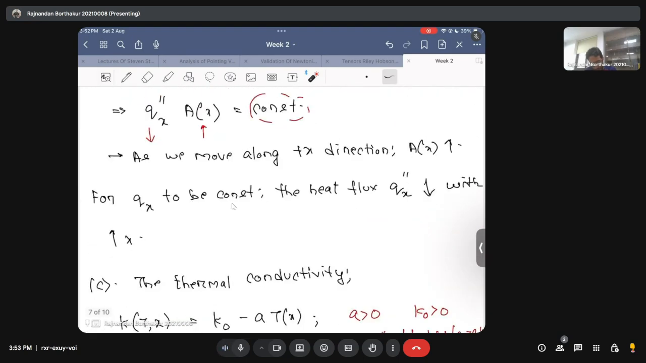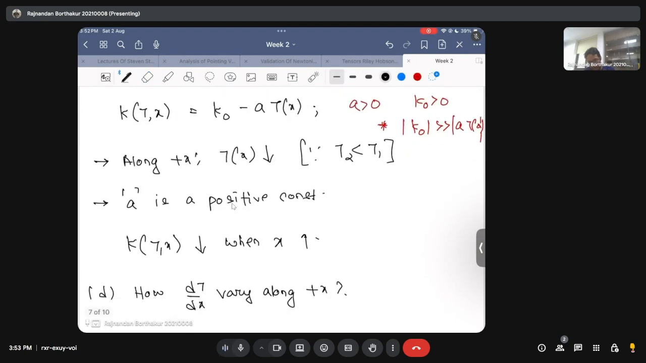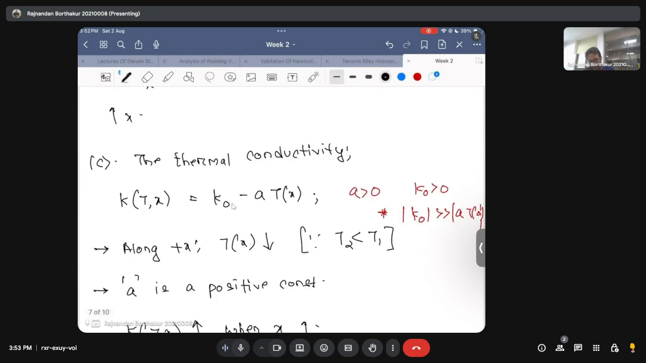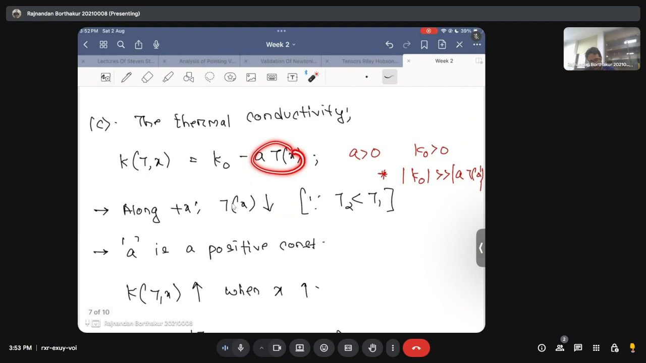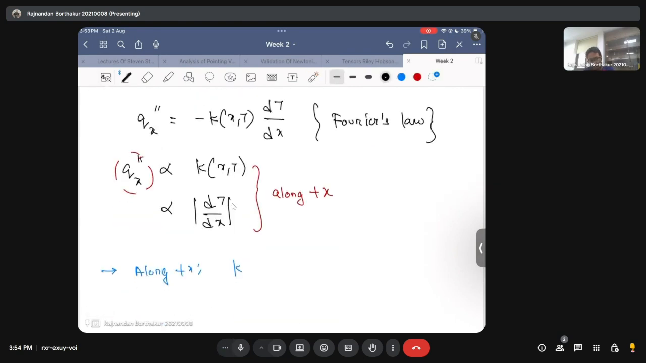Which means that along plus x, your temperature is actually decreasing. Since your T2 is less than T1, that's what the problem has stated, this will be the other way around. Your thermal conductivity will essentially increase along the plus x direction, because this quantity is decreasing and there is a minus sign in front of it, so eventually k will increase along the plus x direction. I'm sorry for that, I just overlooked it.